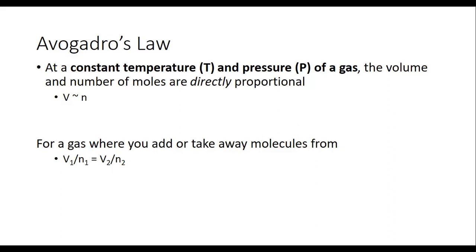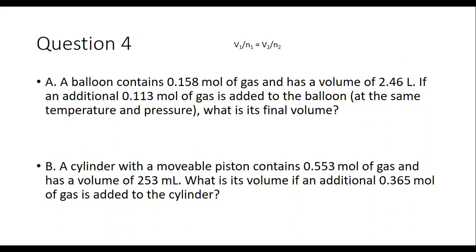So our last problem here is just good old Avogadro's Law. I have a balloon that has 0.158 moles of gas. Volume's 2.46. If I add moles to that balloon, what's the new volume? Same thing for B. I have a piston with 0.553 moles of gas. Volume 253. If I add moles to that, what's my new volume?